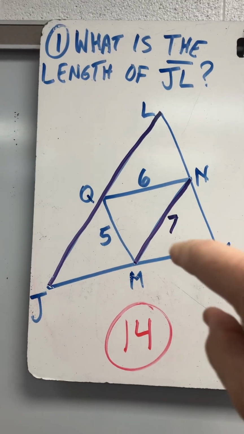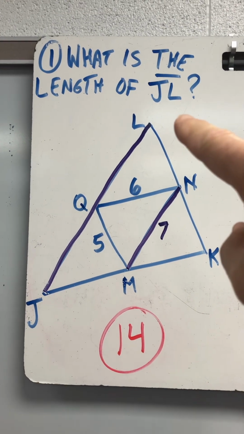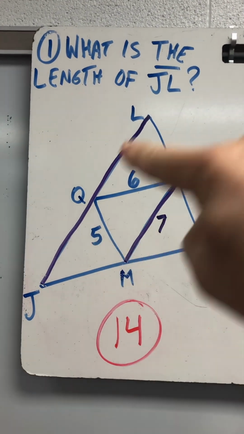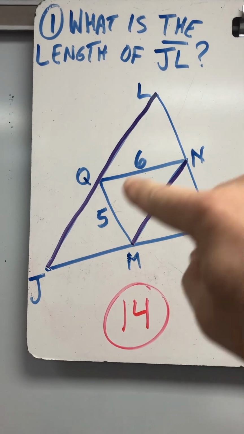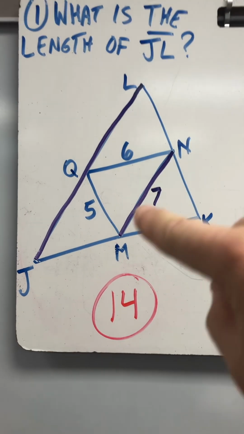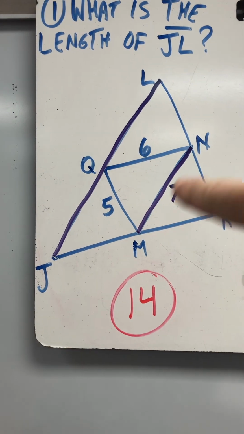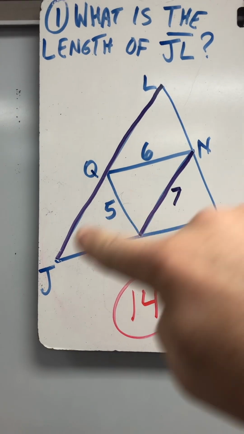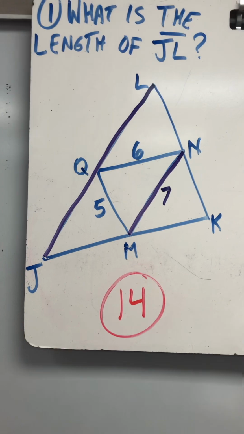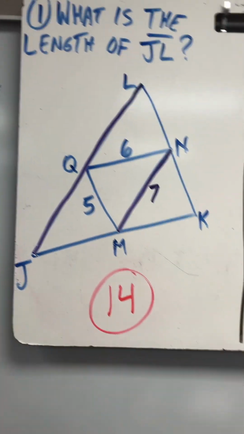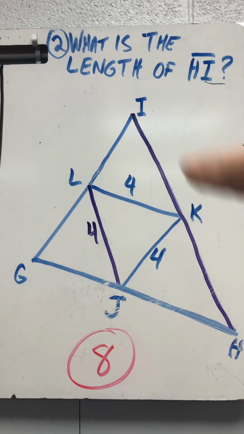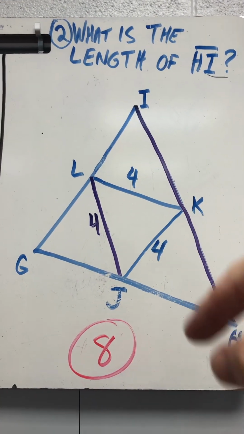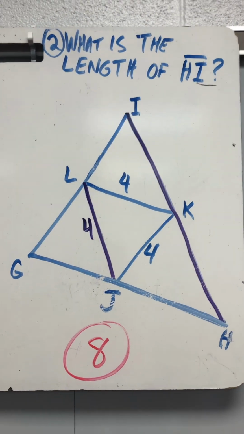If I want to find the length of JL, which is this right here, you need to ignore this 5 and this 6. Look at the 2 lines that are parallel. Here's 7, so what's JL? 14. Done. Okay. What's the length of HI? Well, this guy here is 4, double it, 8, right?